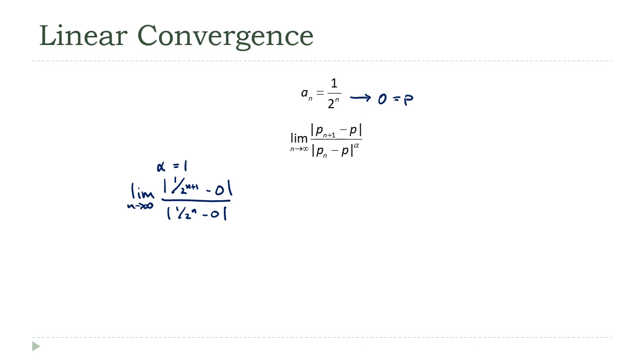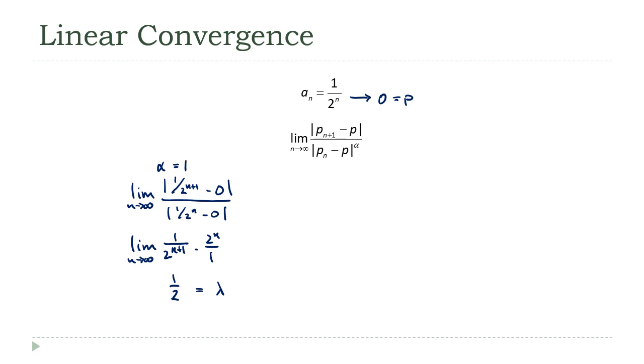All right, so we do the subtraction, the zeros go away. We don't need the absolute value because 2 to a power is always positive. So this becomes the limit as n approaches infinity of 1 over 2 to the n plus 1 times 2 to the n over 1, which is just a half. And there's our lambda, the value of lambda that we were looking for for this value of alpha. Because the limit exists and it is less than 1, I can say that we are getting linear convergence from this sequence. Now, the question is, can we do better?